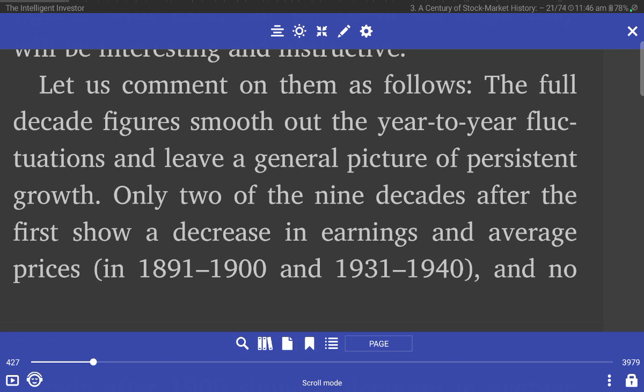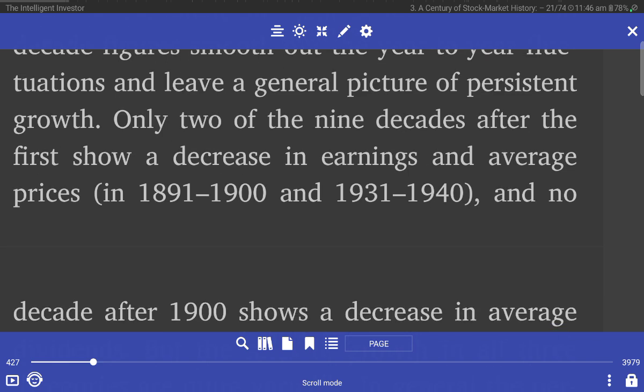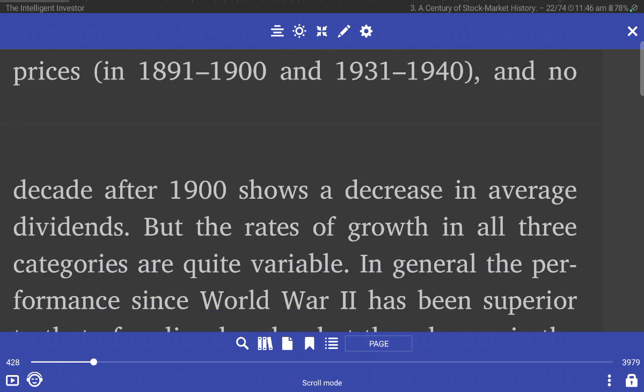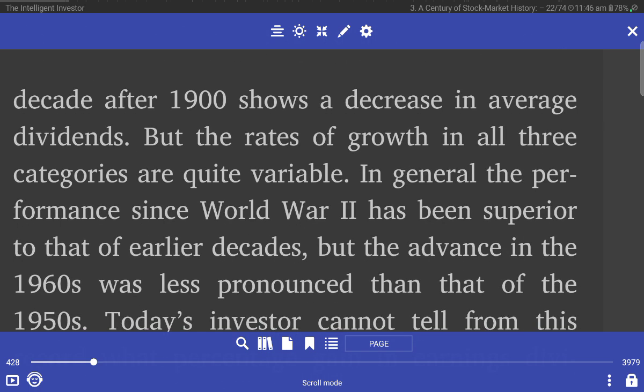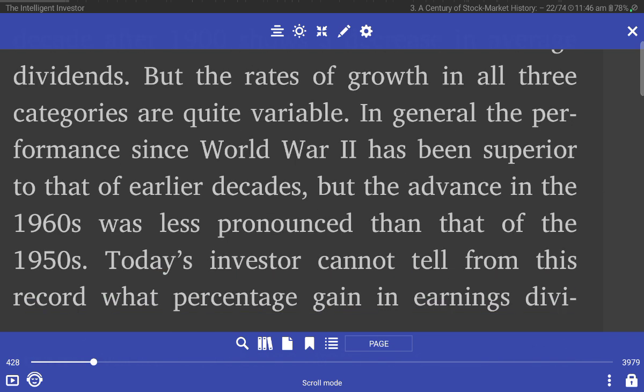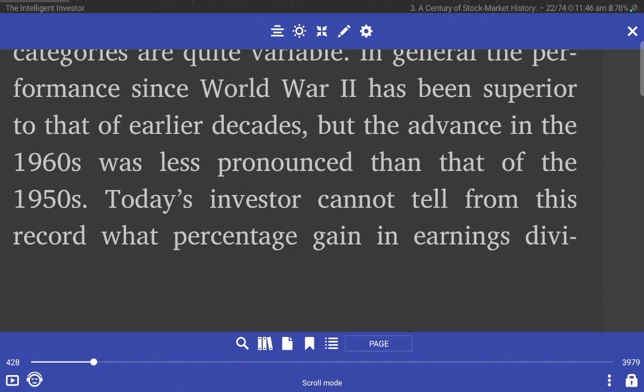The full-decade figures remove year-to-year fluctuations and leave in general a picture of persistent growth. Only two of the nine decades after the first showed a decrease in the earnings or average prices, 1891 to 1900 and 1931 to 1940, and no decade since 1900 shows a decrease in average dividends. But the rates of growth in all three categories are quite variable. The general performance since World War II has been superior to the earlier decades, but the advance of the 1960s was less pronounced than that of the 1950s.